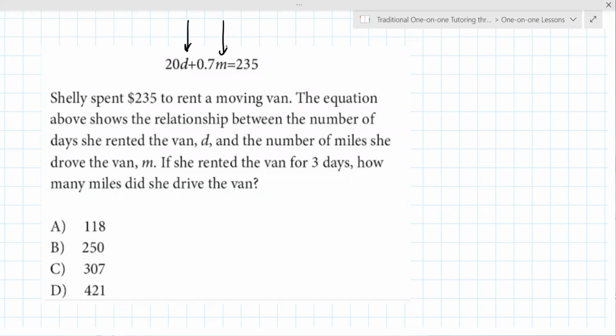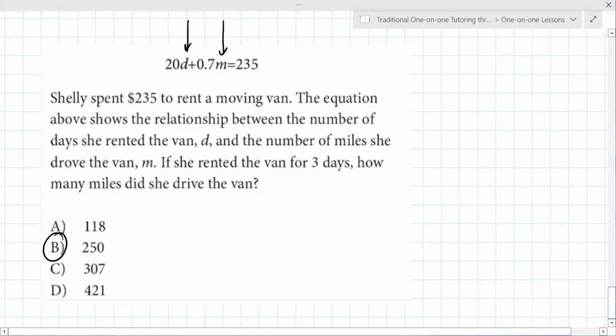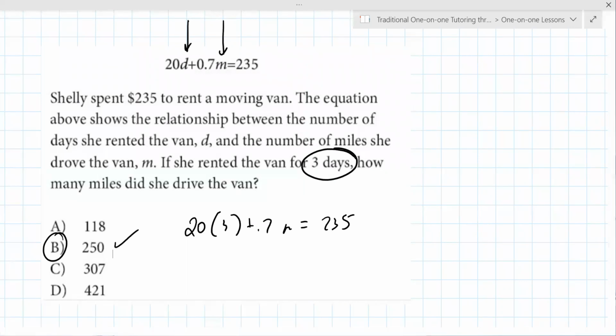Is it letter B? So which are they giving you in the problem? Are they giving you D or M? They gave you letter D. Yeah. Now, in full disclosure, I actually did not read this problem at all. I have the advantage of seeing a lot of these problems, but I know that D is probably 3 days. I use that to my advantage here, because this is about getting more questions right and not worrying about little details. But yeah, so 20 times 3 plus 0.7 times M equals 235. You can solve it directly or try the answers, but that sure does look correct.